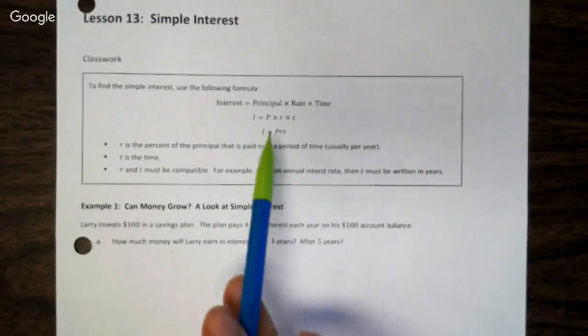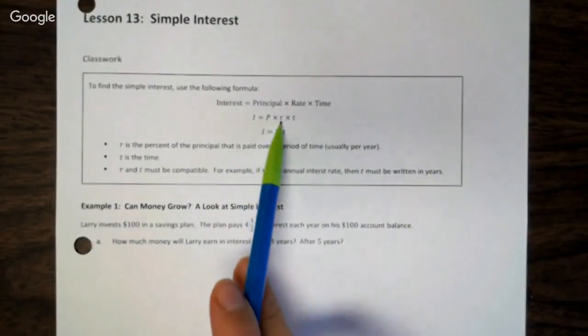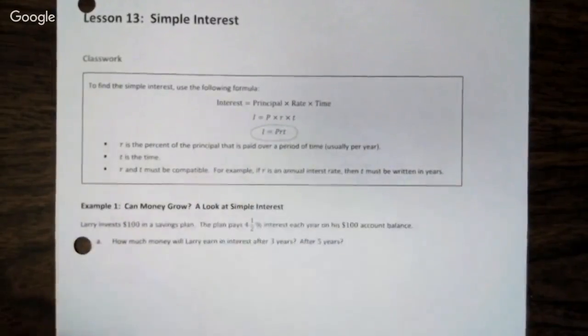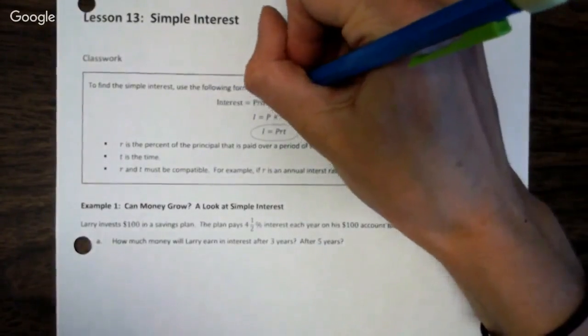We can shorten that formula to P for principal, R for rate, T for time, or this one is even the best. I equals PRT. I like to say I party. Couple things that we have to know is that the P is the principal. That is the amount that you invest or you borrow.